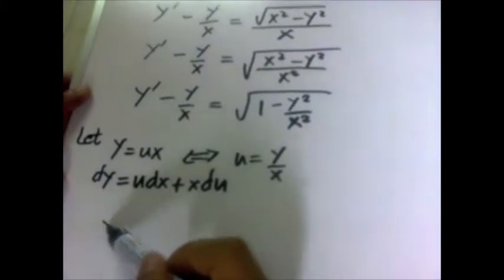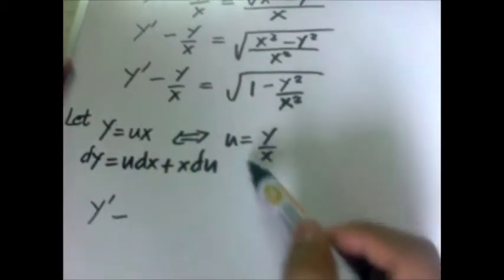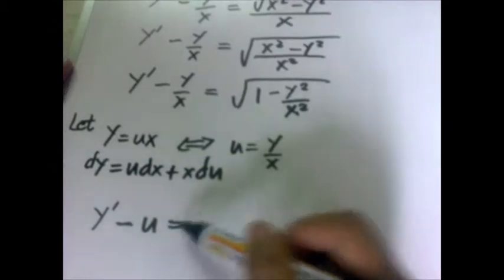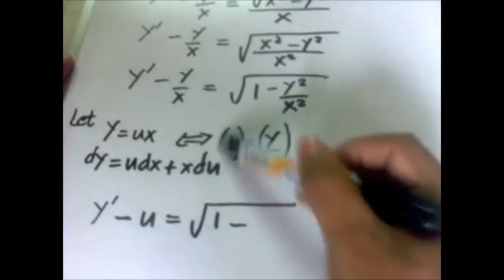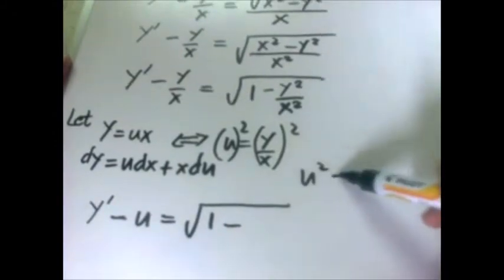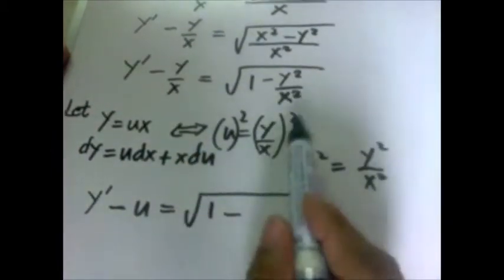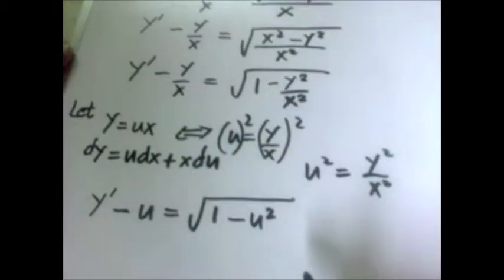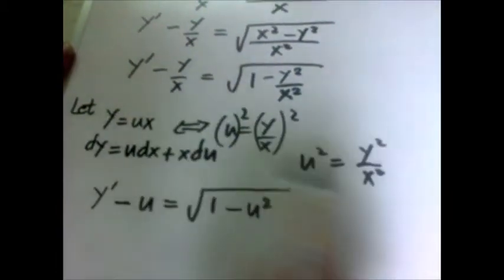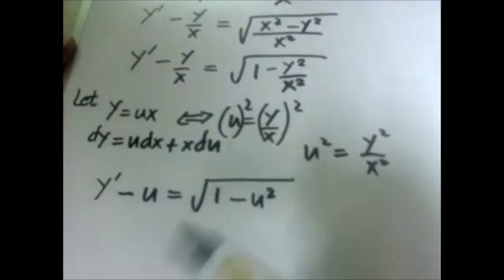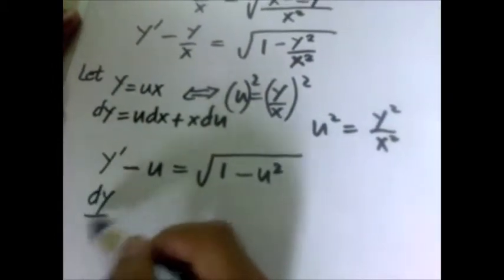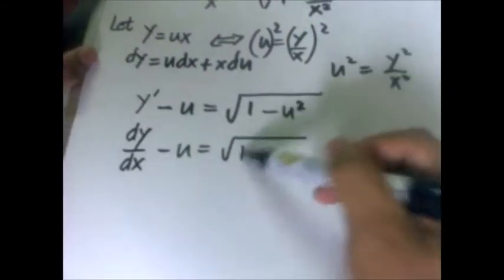By this condition, we have to fit this into the problem equation that we have. So as we proceed, y prime minus y over x, since y over x is defined as u, becomes u, equals the square root of 1 minus u squared, since u squared is y squared over x squared. So instead of y squared over x squared, we're going to use u squared. Why do we use this condition? Because later on we're going to use the variable separable technique. So after this, we change y prime into dy over dx. So dy over dx minus u equals the square root of 1 minus u squared.